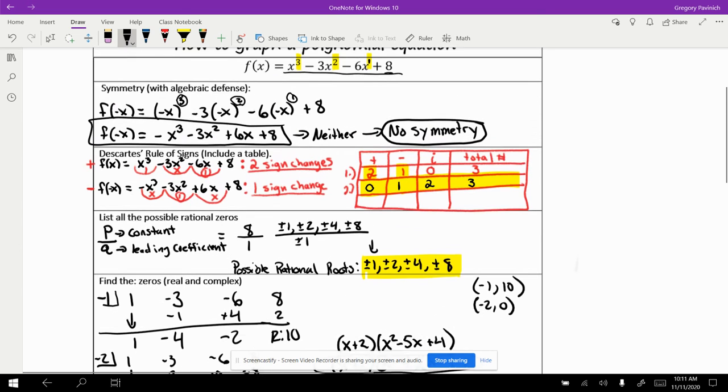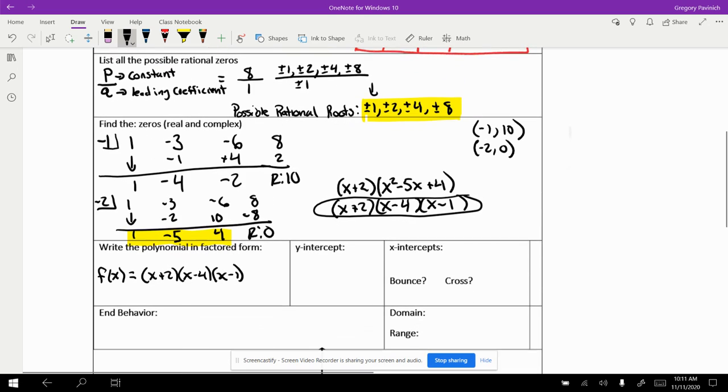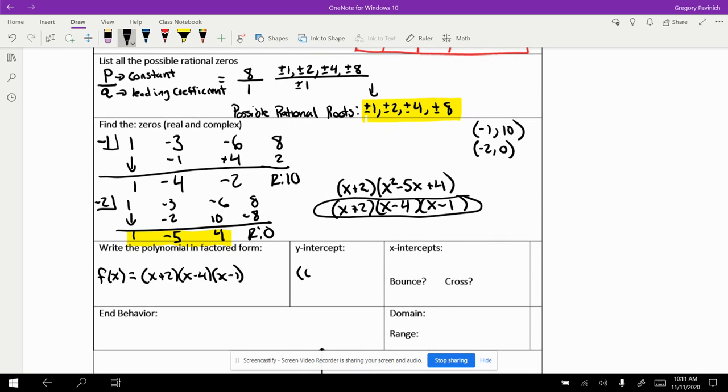What is my y-intercept? Well, let's go back up to the original polynomial. My constant term was 8. So I know I have a 0, 8 y-intercept. What about my x-intercepts? Do they bounce or cross? I have no bouncing because they all just occur once. And so which ones cross? -2, 0, 4, 0.